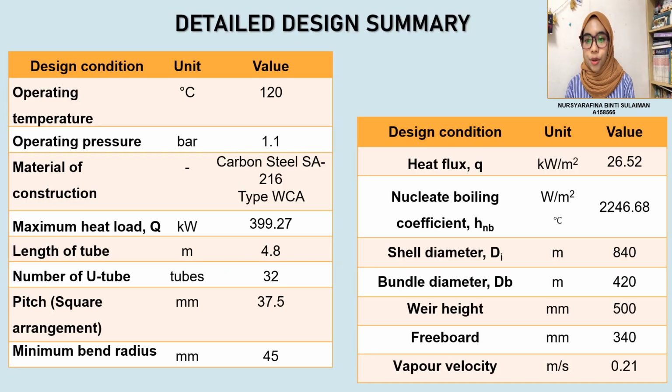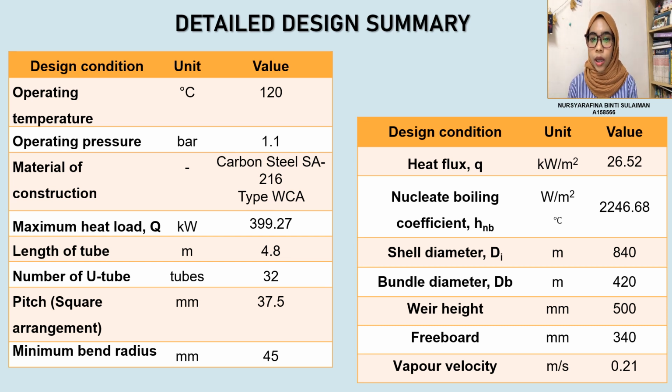The most commonly used construction material is carbon steel type WCA, and the length of tube is 4.8 meters. The tube that will be used for this kettle reboiler is the U-tube, and there are 32 U-tubes that are arranged in a square arrangement with the typical pitch of 37.5 millimeters. While we take the minimum bend radius and the tube bundle diameter of 45 mm and 420 mm respectively. The shell diameter is 840 mm and the weir height is 500 mm, which is the retaining wall to always keep the tube bundle covered with liquid.